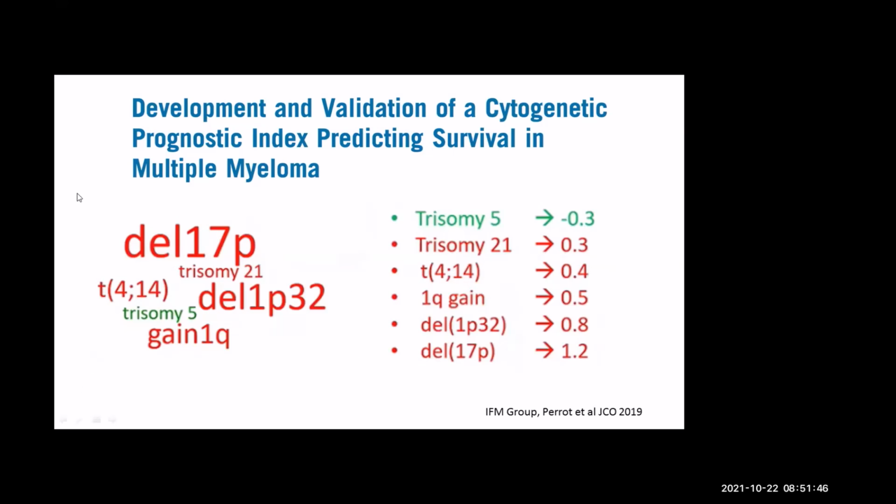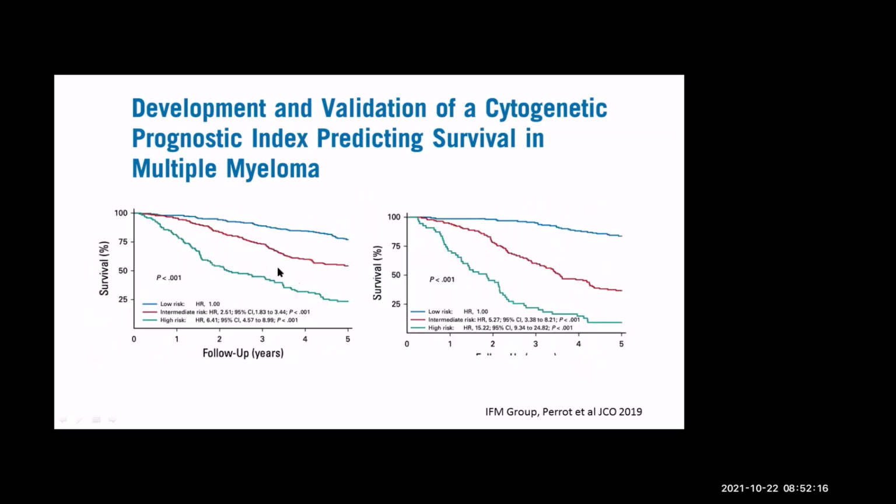So there are attempts made to use all of them, and this is a prognostic model developed by IFM where they have come up with a risk score. The heaviest weightage is given to deletion 17p, followed by deletion 1p, and trisomy 5 is a good prognostic marker. Trisomy 21, surprisingly, we think hyperdiploid is better, but this is also a poor risk abnormality, and they have come up with a score. So this has been validated, but we probably would have more data coming on this.